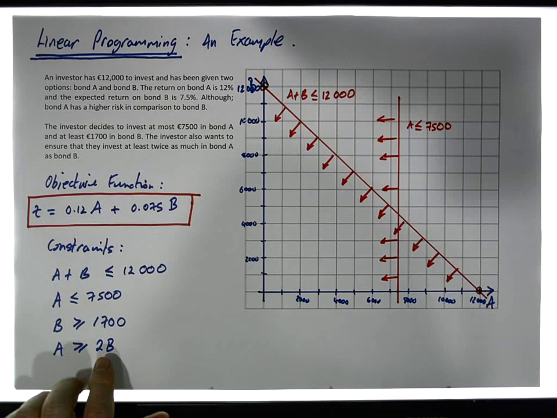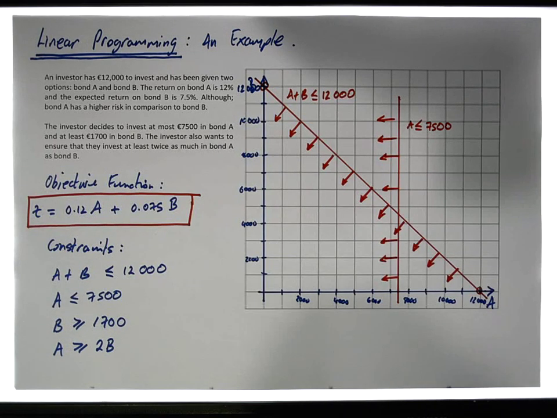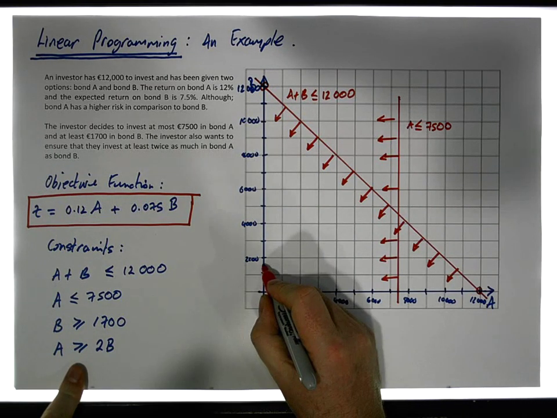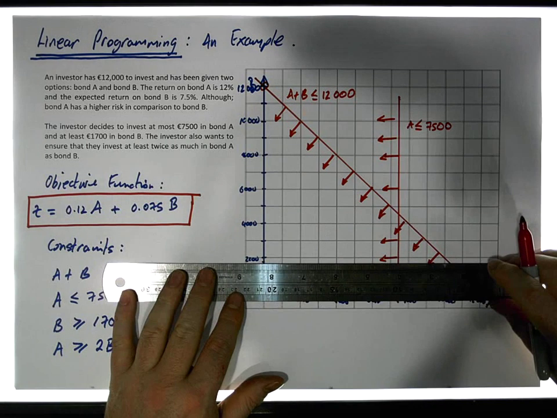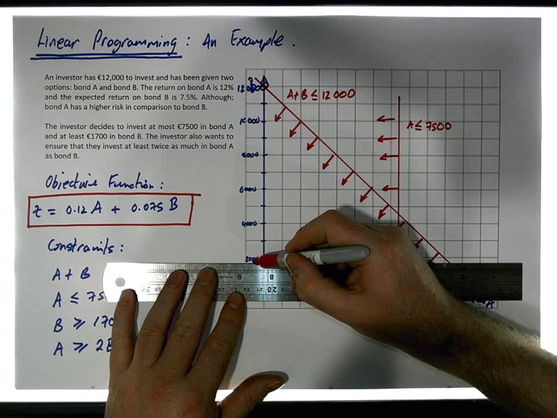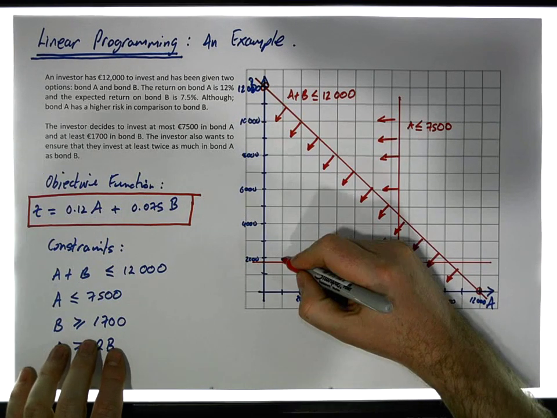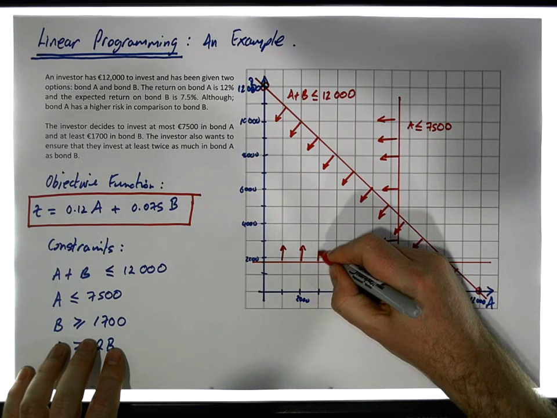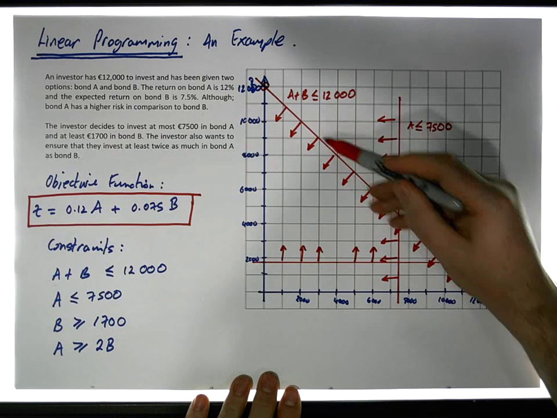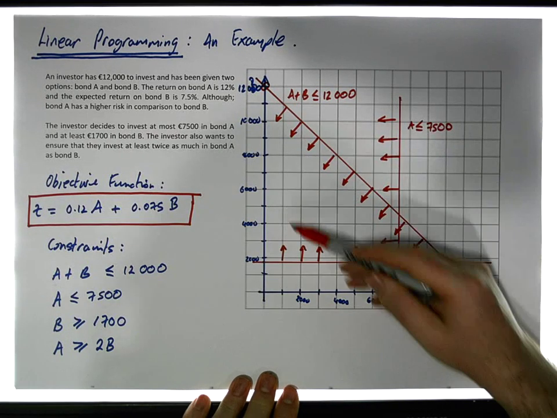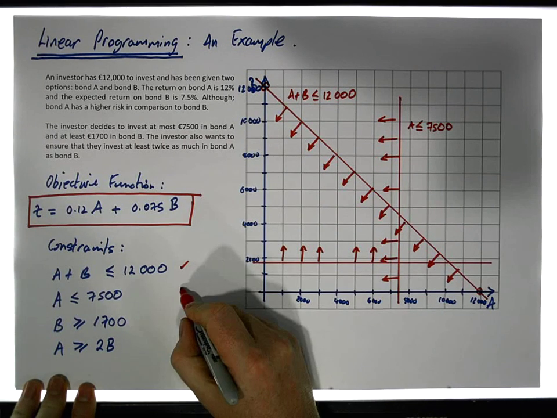And also, b has to be bigger than 1,700. Where's b 1,700? It's effectively around here, and it has to be bigger than it. So another constraint is this line here, and b needs to be bigger than it, which means it must be over here somewhere. Now you can see that we're starting to constrain the plane, the feasible region that we're looking for. So we've done this constraint, and this one.